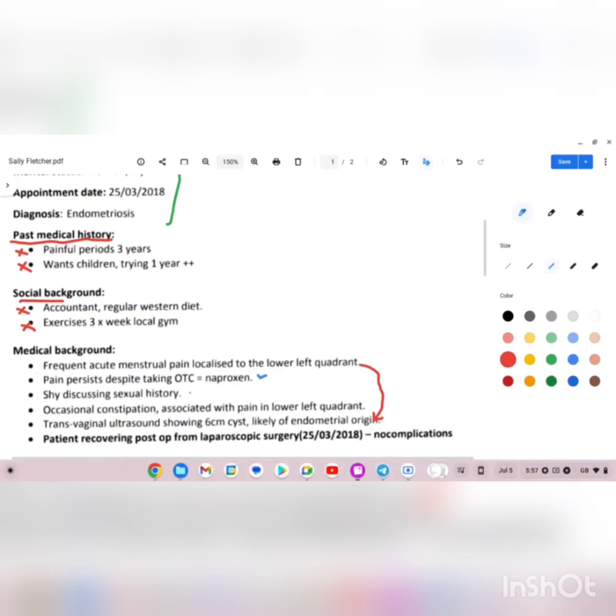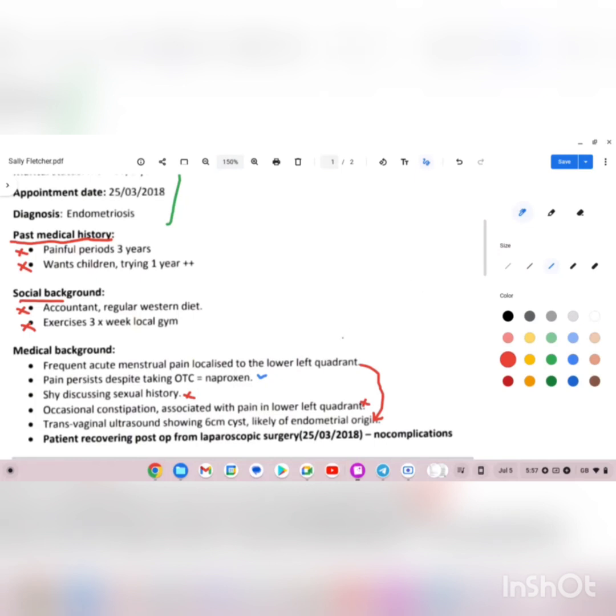On GP, so you don't need to, because the patient's behavior they may already know it, so you don't need to discuss that. Occasional constipation associated with pain in the lower left quadrant, you don't need to, because this is already known by the patient. Not relevant. Yes, not relevant. So that's an important thing. Again, transvaginal ultrasound showing a 6 centimeter cyst likely of endometrial origin.